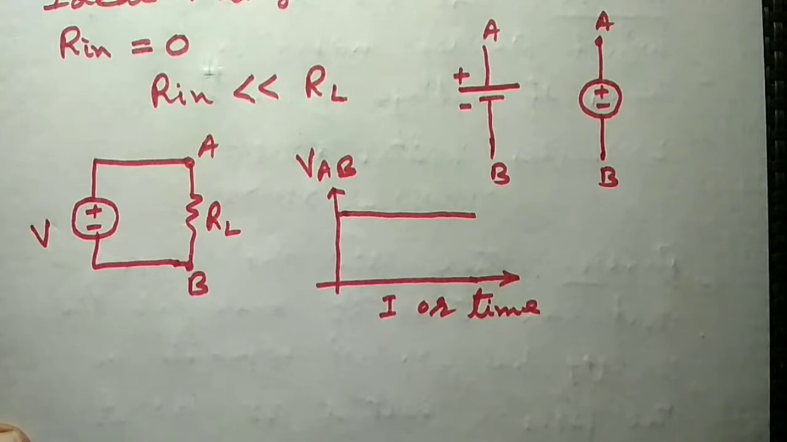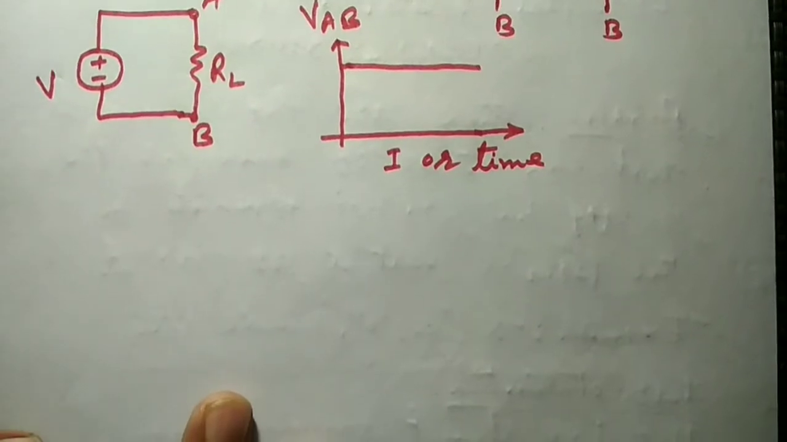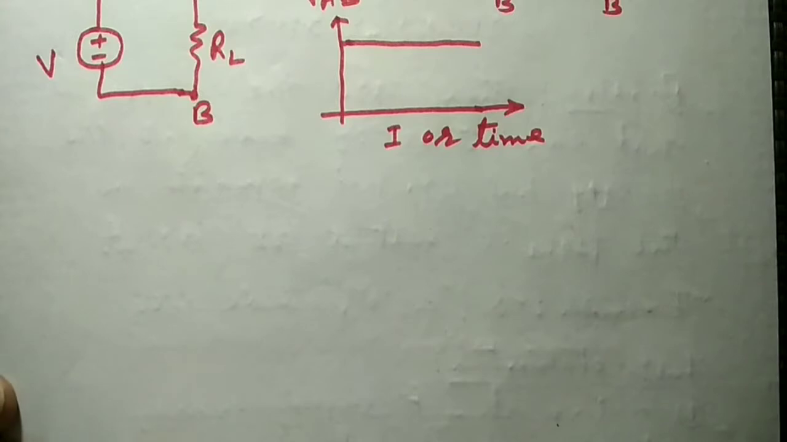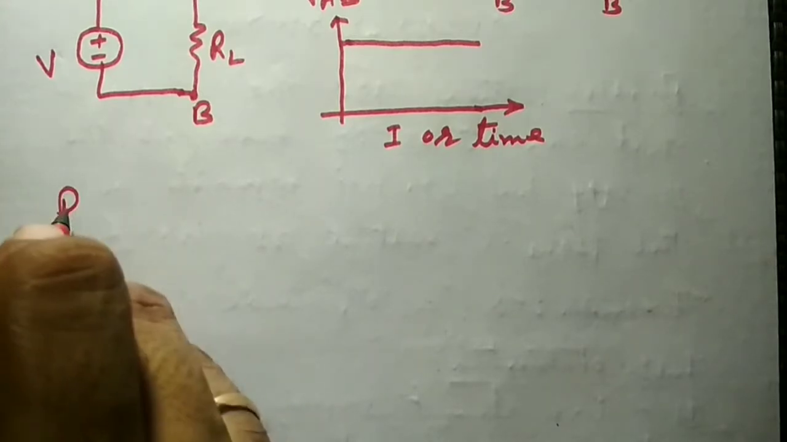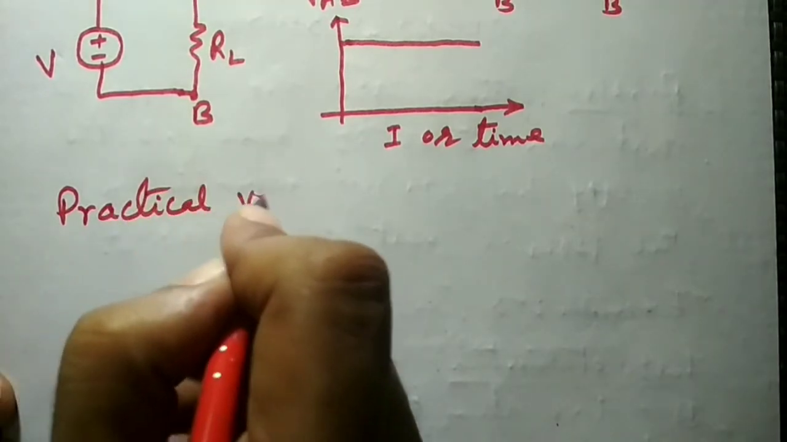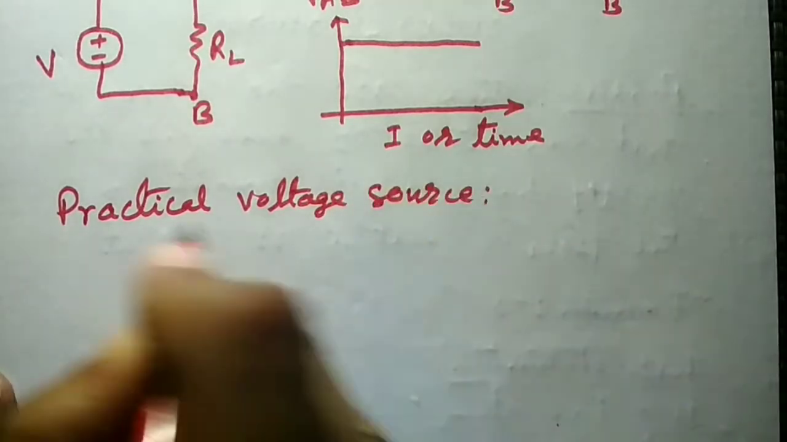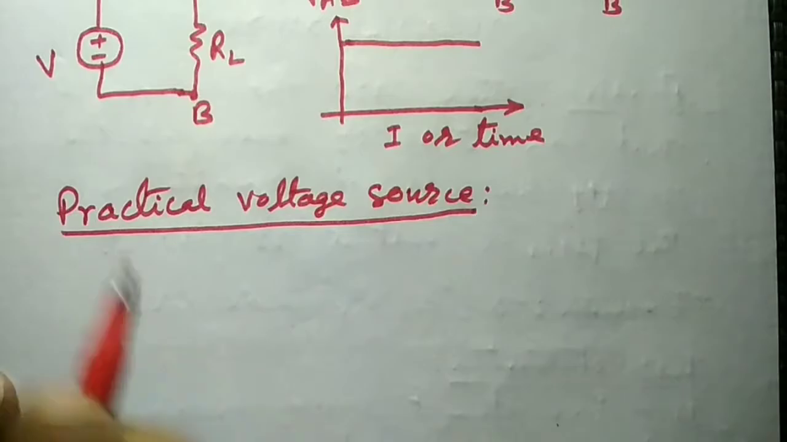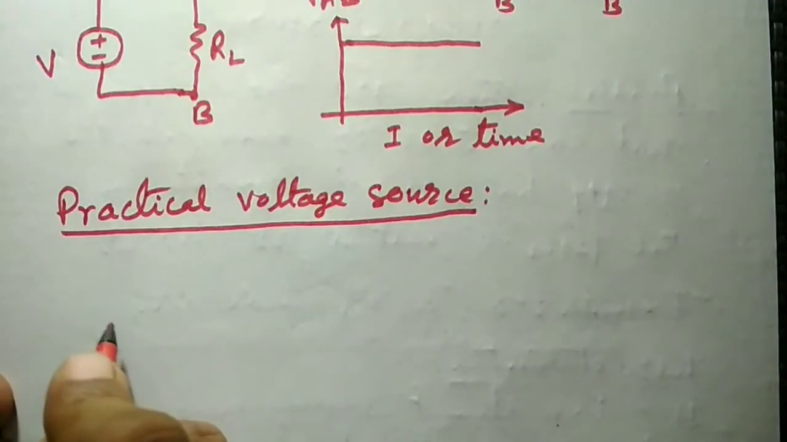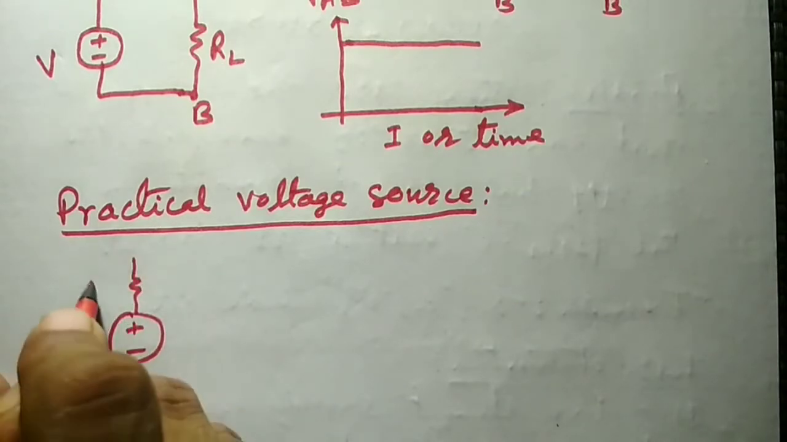But already I have mentioned that the ideal voltage source is not possible. That means there should be some internal resistance in any type of energy source. So if we consider a practical voltage source, in a practical voltage source, the voltage source should have some internal resistance.